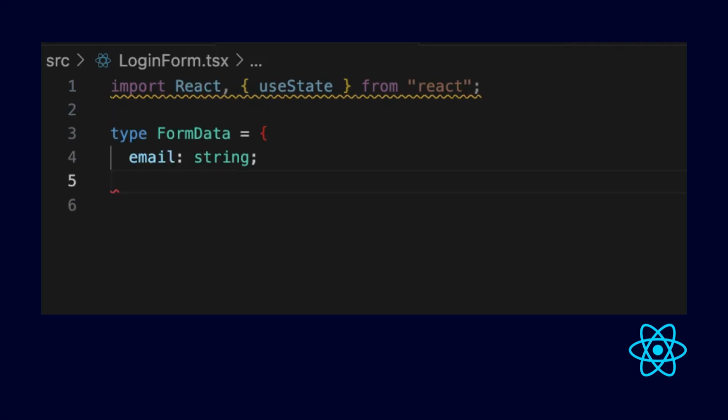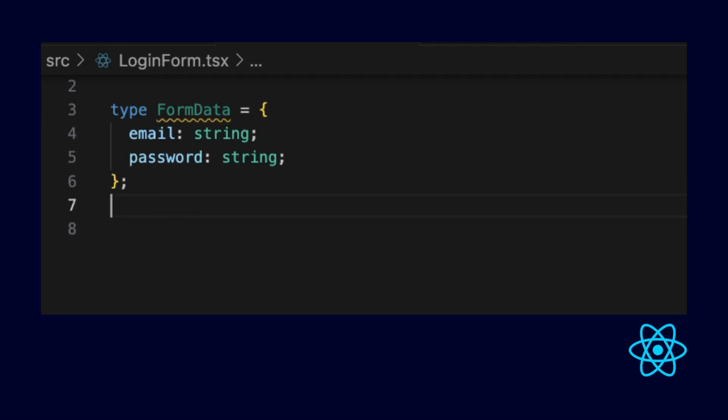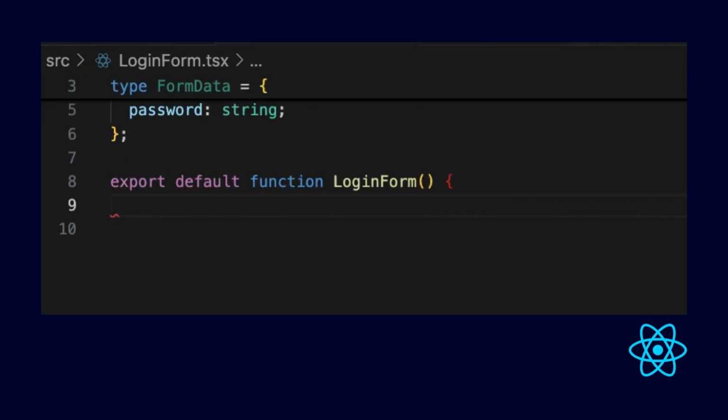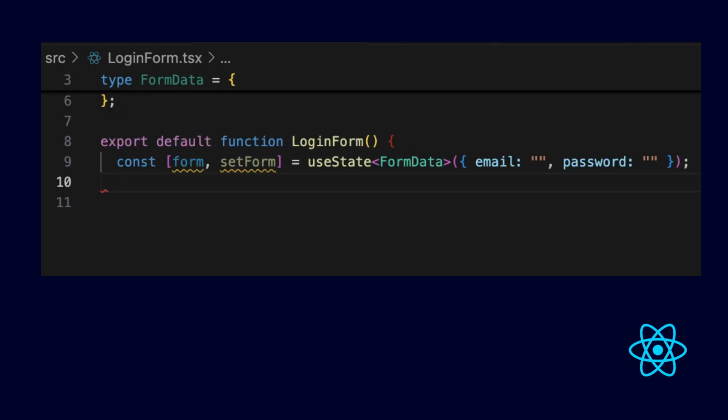Here we define a TypeScript type called FormData. It describes the shape of our form state, an object with an email field and a password field, both strings. This exports default function LoginForm. Here we create a functional component called LoginForm and export it as the default export. And we create a piece of state named form. It uses the FormData type and we initialize it with empty strings for email and password. The setForm function will update this state.